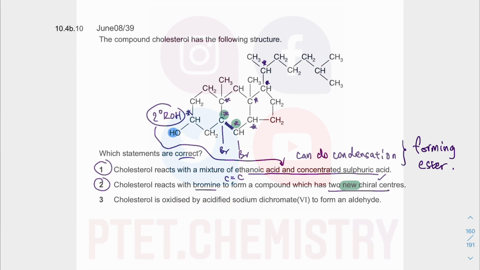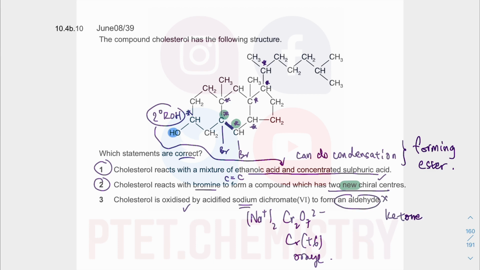Cholesterol is oxidized by acidified sodium dichromate(VI). Sometimes whether they use potassium or sodium, it's the same thing really. You have Cr2O7 2-, which is chromium +6, which is orange. It can oxidize alcohol. This is our preferred reagent to oxidize alcohol, not acidified KMnO4, although of course acidified KMnO4 can also oxidize alcohol. So this is a secondary alcohol. It can be oxidized, but it does not form an aldehyde. It forms a ketone. Alright. So 3 is incorrect, even though the first part of the question is correct. Alright. So you got to read the whole thing.